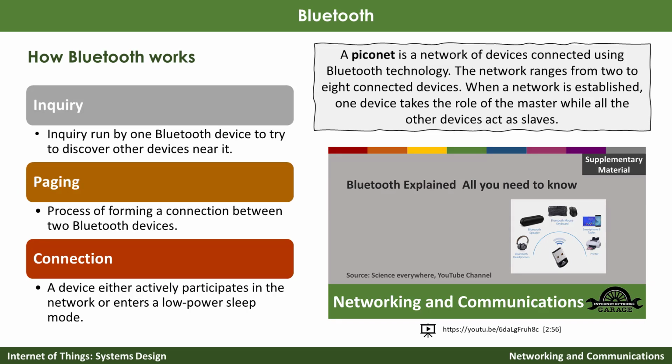Bluetooth works in 3 steps. It has the inquiry step, paging, and connection. Inquiry is where the Bluetooth device is scanning and discovering other devices. Paging is the step of forming a connection between 2 Bluetooth devices. And then the third one is the connection, where a device is either actively participating in the network or enters into a low power sleep mode.